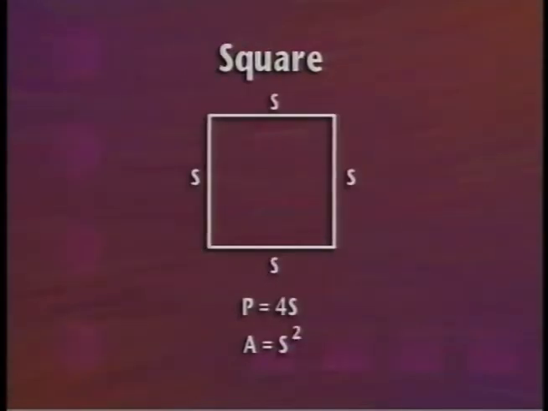A square is a special case of a rectangle where all four sides are equal. The perimeter of a square is 4 times the side, or 4s. The area of a square is equal to s squared.